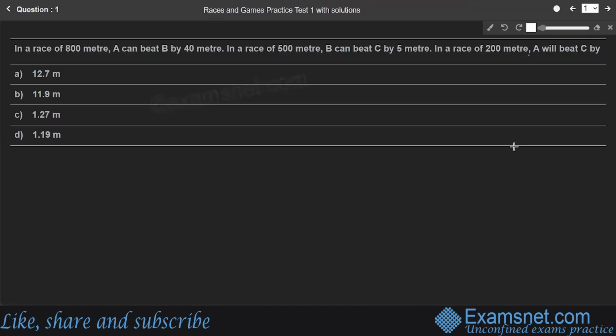Hello students. Today we are going to solve a few problems on races and games. These questions are very important from the competitive examination point of view.